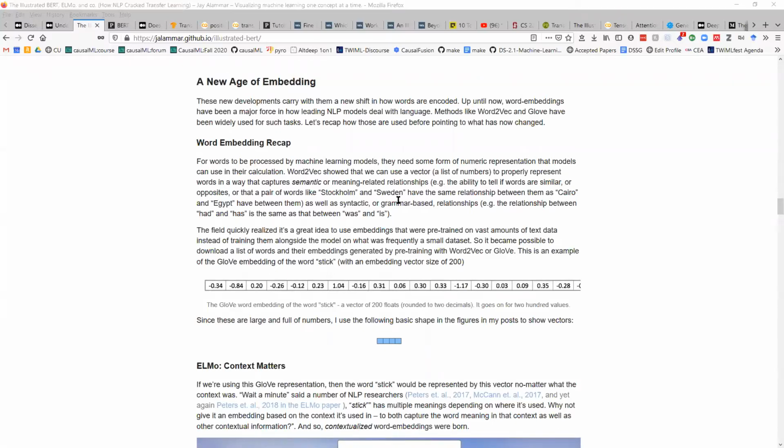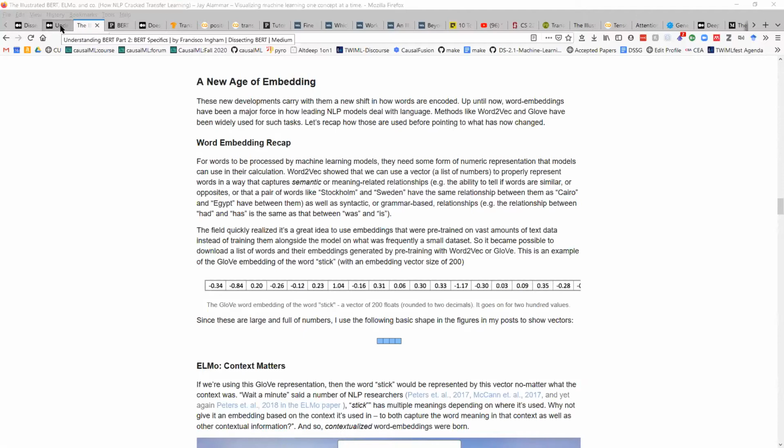Was there any mention of how they compared BERT and GPT on what tasks specifically? Yeah, that's in the paper. Okay.